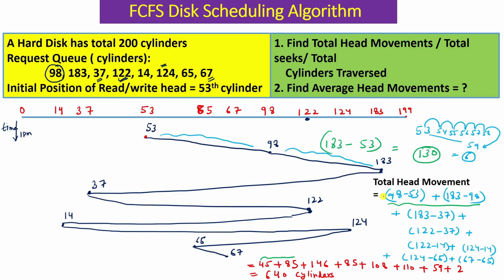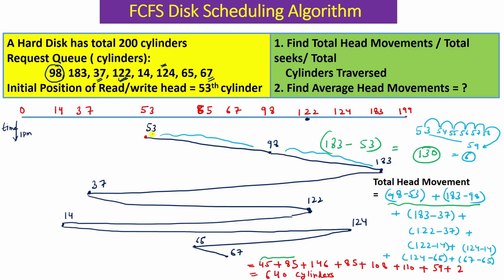We counted the total number of head movements, and we found that in total 640 times we have to change the cylinders. So from 53 through to 67 we got 640 cylinder movements. How did we get that? We subtracted 98 and 53, because we have to find the distance between 53 and 98. So we subtracted 98 minus 53, then 183 minus 98, then 183 minus 37, and so on.